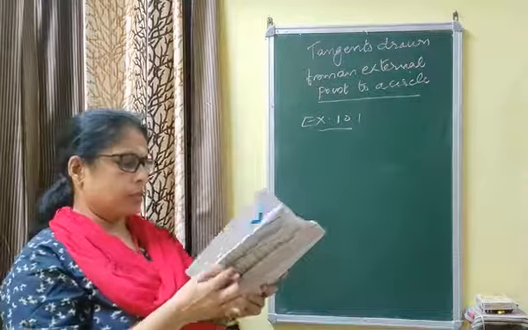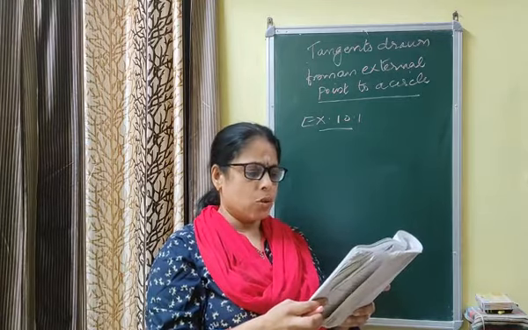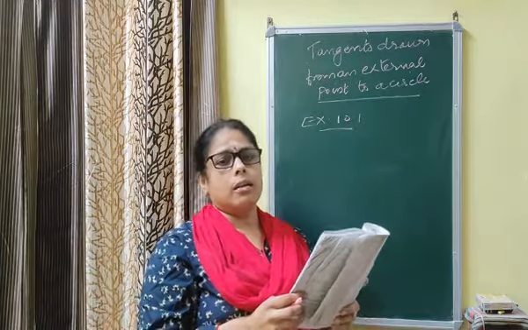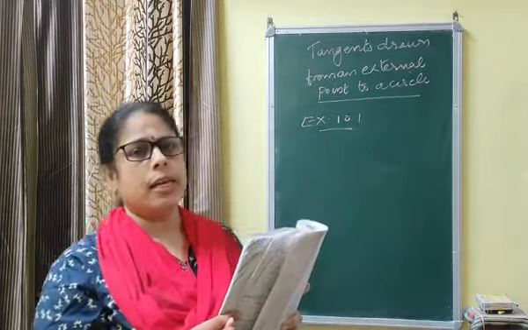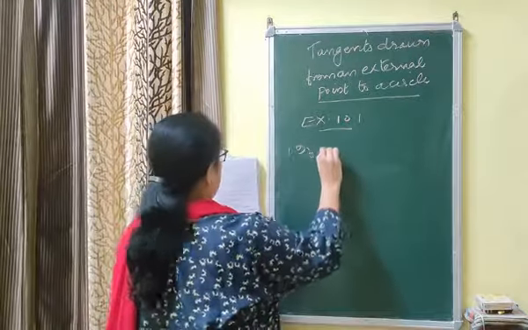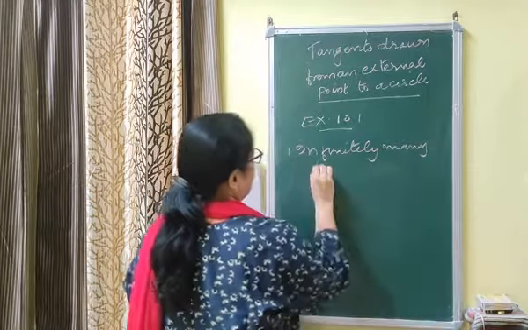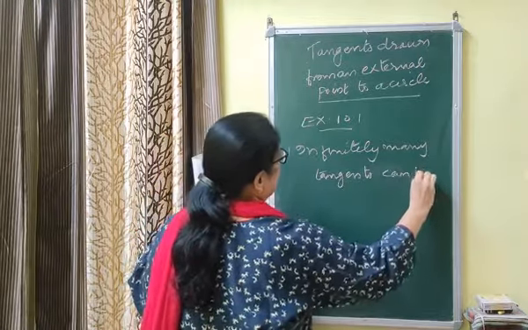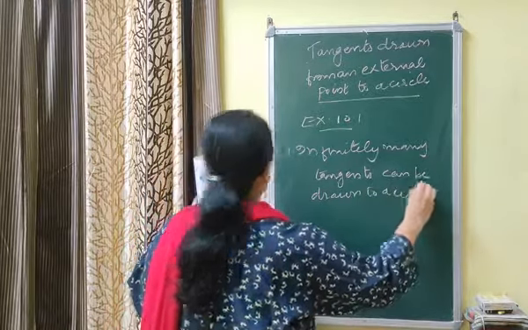All the questions are word problems. All the questions are based on the words only. First question is, how many tangents can a circle have? How many tangents can be drawn to a circle? How many points are there in a circle? There are infinitely many points on a circle. So we can draw infinitely many tangents to a circle. That is the answer of first question.